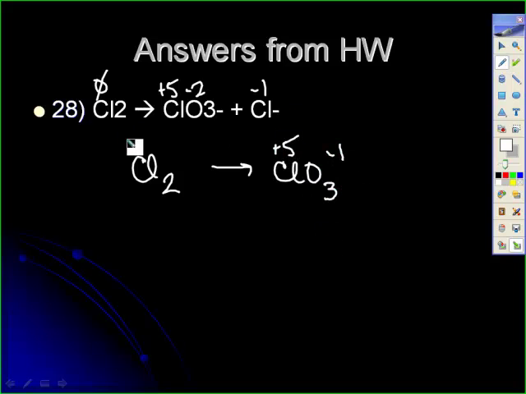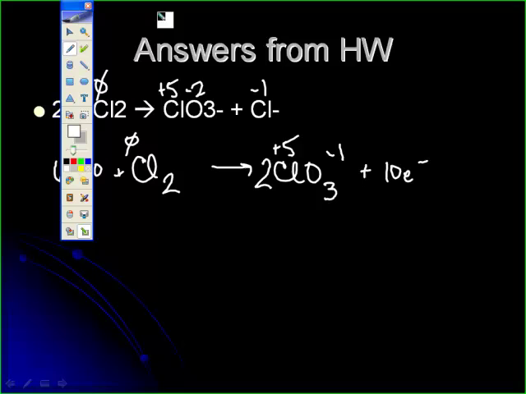And the first thing that I notice is my Cl's aren't balanced, so I'm going to go ahead and put a 2 there. And what it looks like is happening is that 2 Cl's are going from 0 to +5. So each one is losing 5. That's a total of 10. I'm also short 6 oxygens, so I'm going to add 6 waters on here.